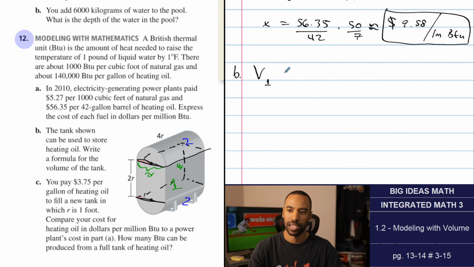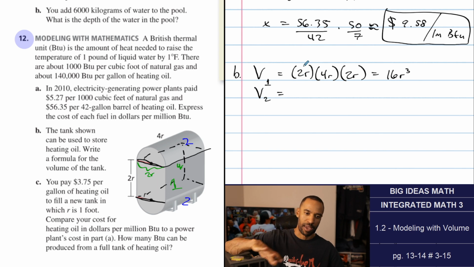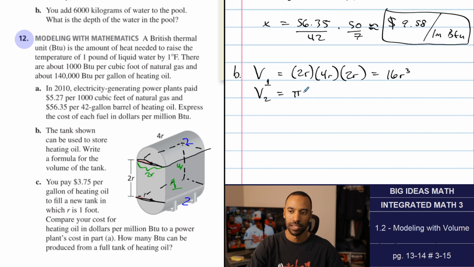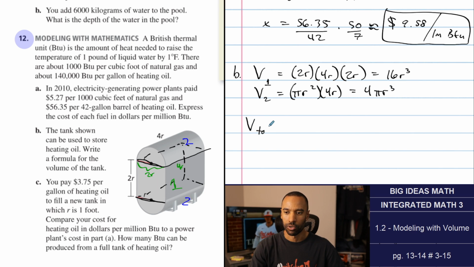So volume of object 1 is width times length times height, 2r times 4r times height of also 2r. 2 times 4 times 2 is 16. So 16r cubed is the volume of object 1. Volume 2 is both things put together. Area of the base, that circle, is pi r squared, times a height of 4r. This cylinder goes across that way for 4r there. The 2r's don't have anything to do with this. So pi r squared times height gives you 4 pi r cubed. So the volume of the total, because remember it's two semi-cylinders put together there, will be 16r cubed plus 4 pi r cubed.